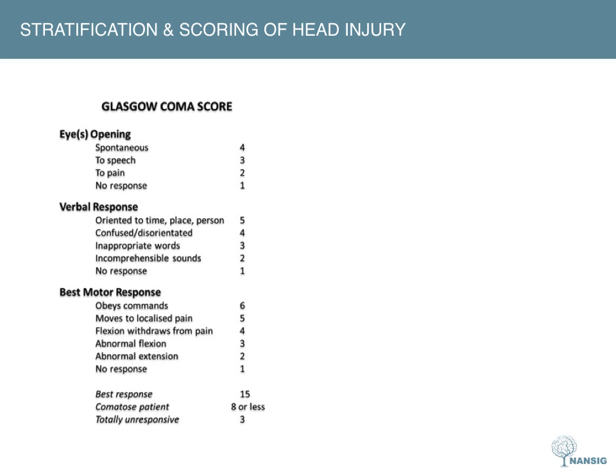When it comes to classifying head injury, the Glasgow Coma Scale, or GCS, is perhaps the most useful prognostic indicator. This is a scoring system which I'm sure most of you are probably already familiar with, but for those who aren't, it can be seen depicted on the left.